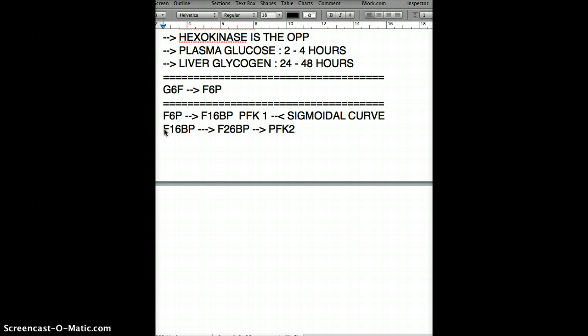So when we have lots of fructose 2,6-bisphosphate being made, this is also a regulatory step, because fructose 2,6-bisphosphate in turn allosterically stimulates PFK1. Okay, so here is another.